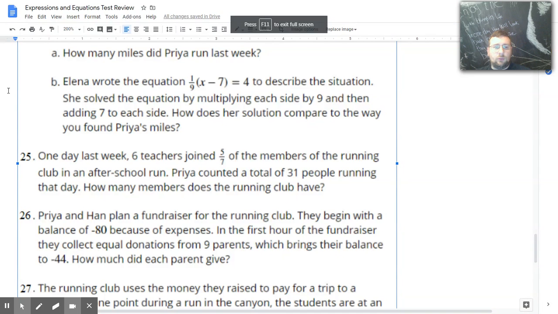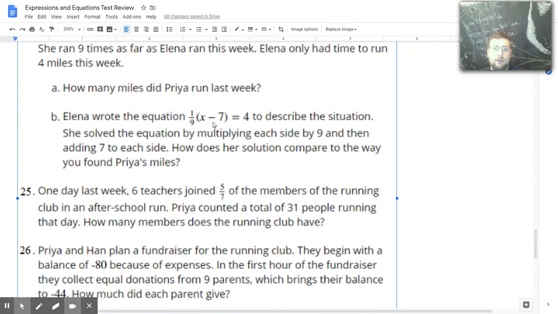So in the last video, we did problem 24. And by the way, when it comes to the solution of that, you can, in fact, multiply each side by 9 to get rid of this fraction, because the opposite of that fraction would be 9 over 1, which is the same thing as multiplying times 9. So that's why they did it that way. And then adding 7 to each side makes sense, because you have a negative 7 here.